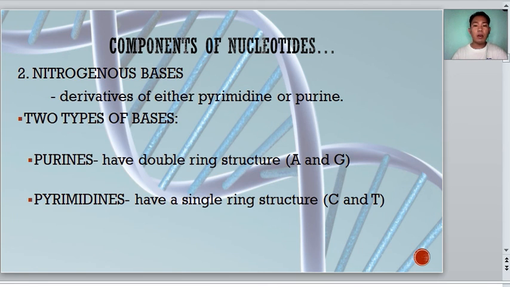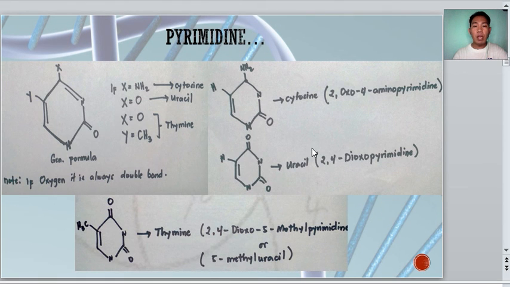Another component of a nucleotide is its nitrogenous base. And we have 2 types of nitrogenous bases. These are purines and pyrimidines. When we say purines, these are double-ring structures, and these are adenine and guanine. And when we say pyrimidines, these are nitrogenous bases that have a single-ring structure, and these are cytosine and thymine. For the general formula of a pyrimidine, we use this.